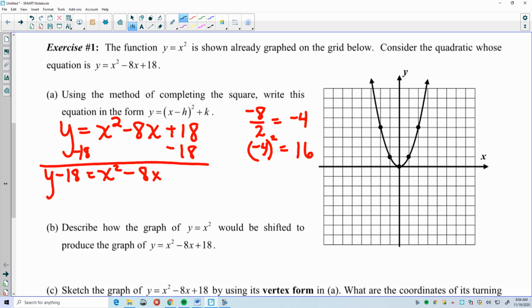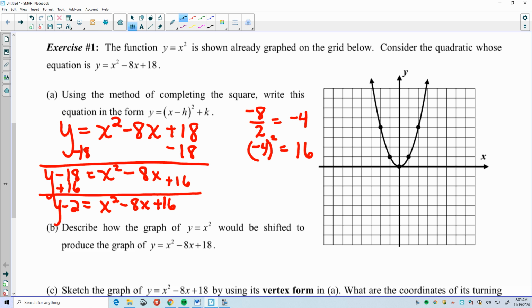So keep in mind, if I add something to one side, I have to add it to the other to balance out the equation. All right, so I'm just not adding in random numbers. If I'm adding it to one side, I have to add it to the other, just to keep it equal, to keep it an equation. Okay, so now we're going to simplify here. So I have y minus 2 is equal to x squared minus 8x plus 16.